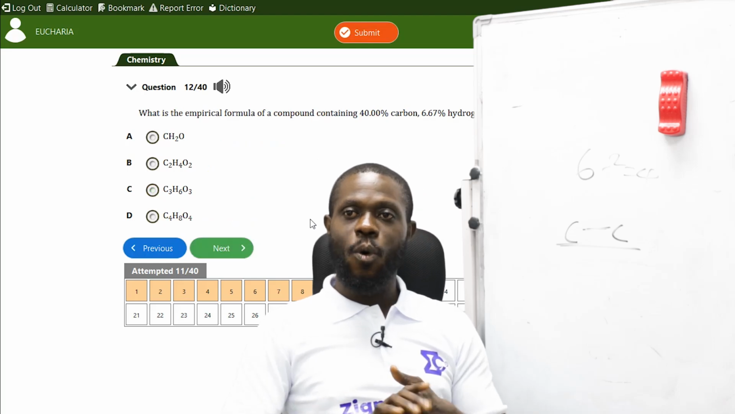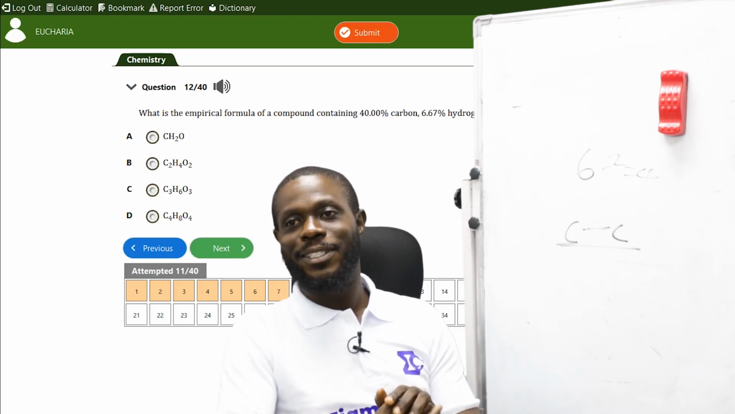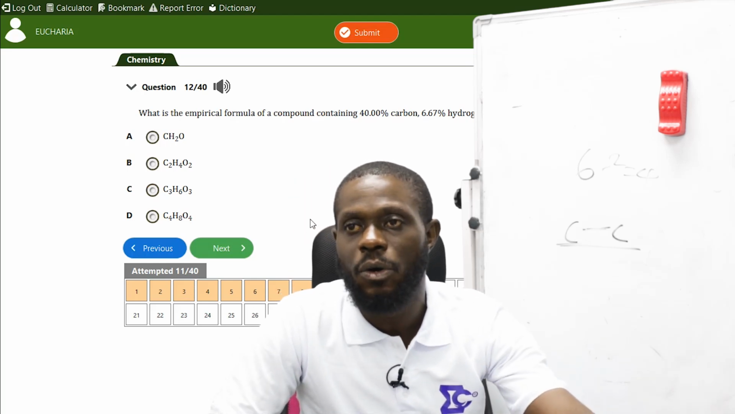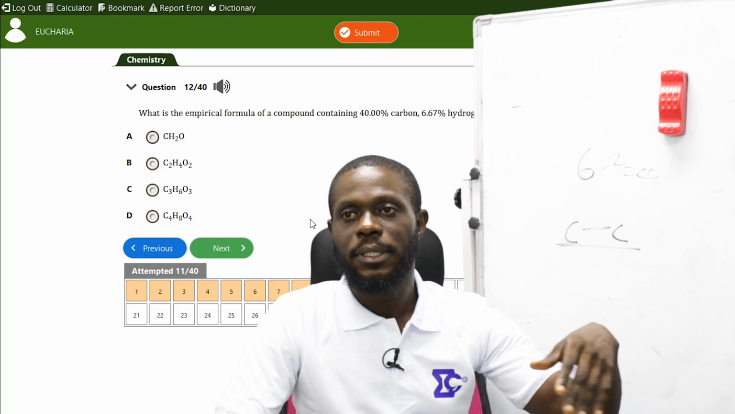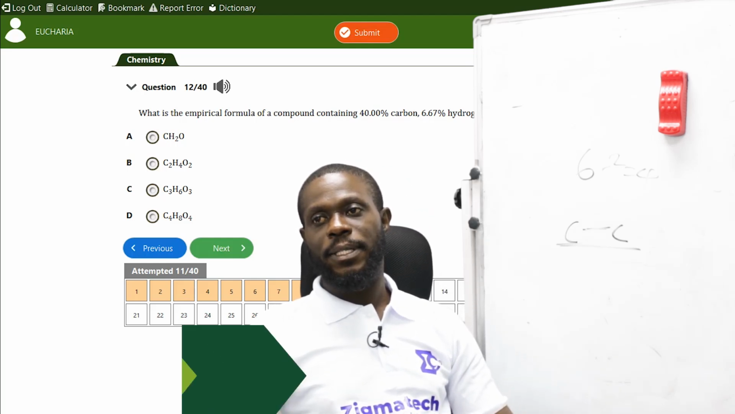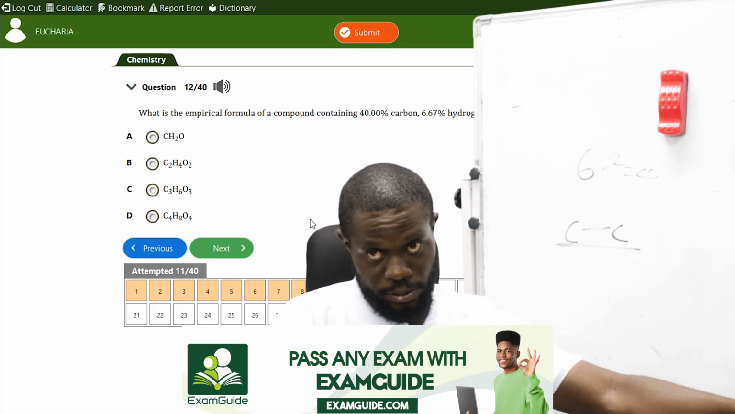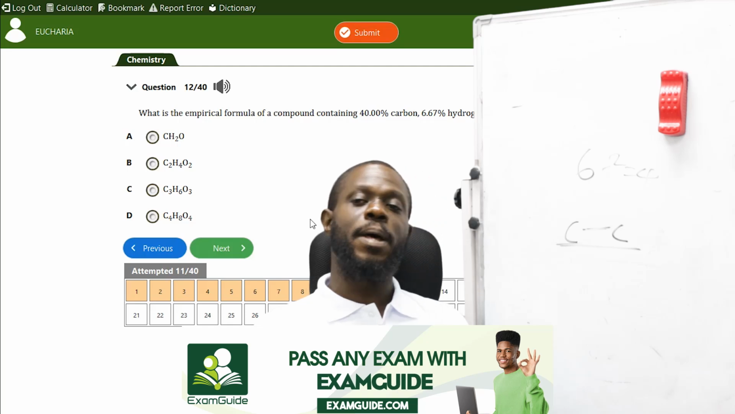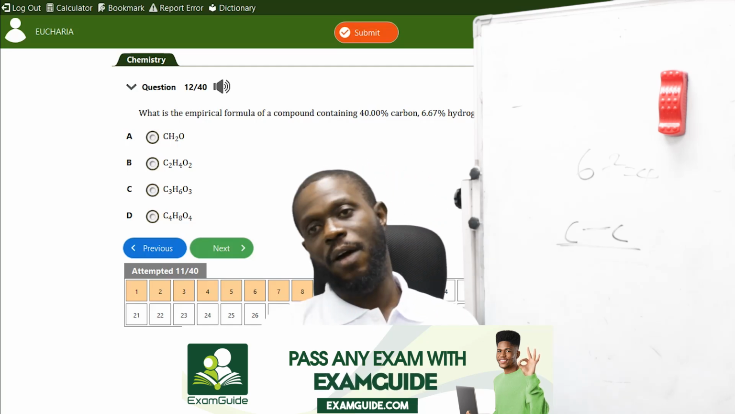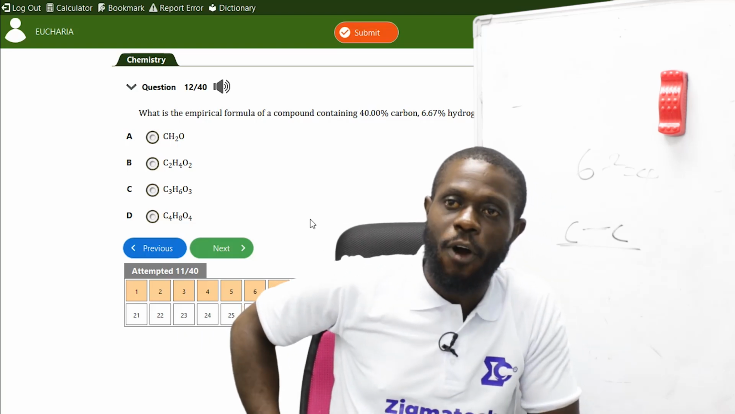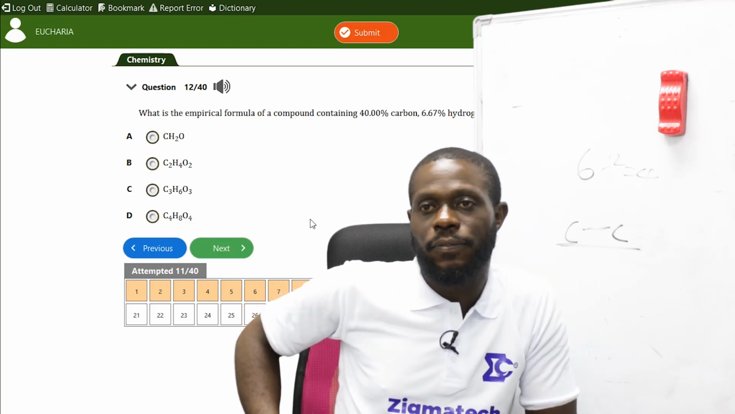The next one says, what is the empirical formula of a compound containing 40.00% carbon, 6.67% hydrogen, and 53.33% oxygen by mass? Now, this is empirical formula. Empirical formula is the formula that shows you the simplest form of a molecular formula. That's the shortest definition.